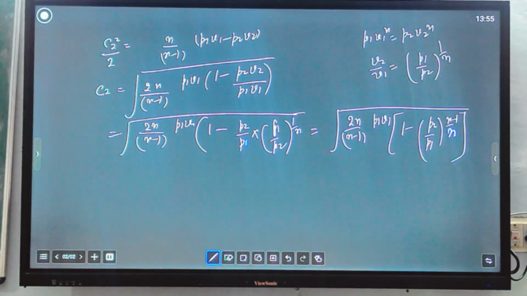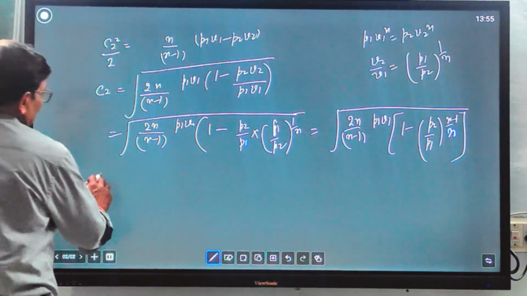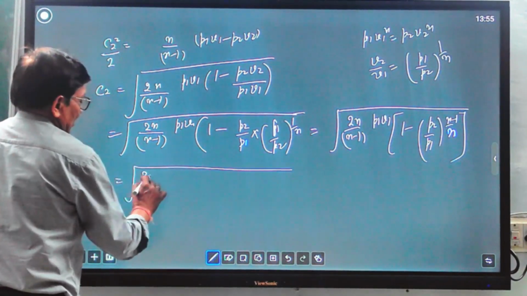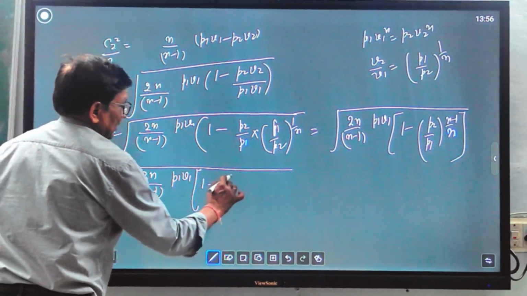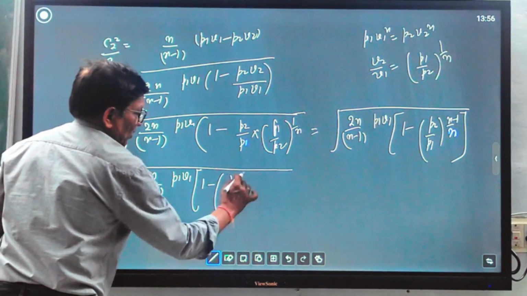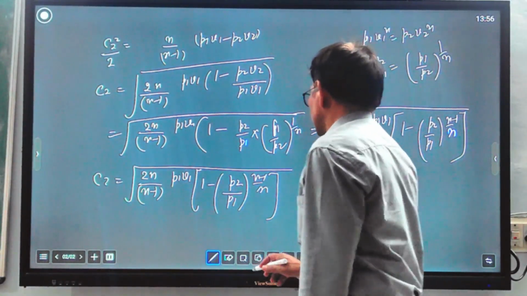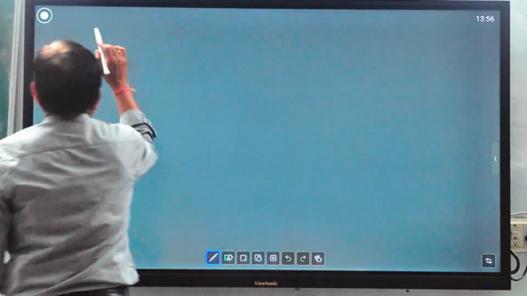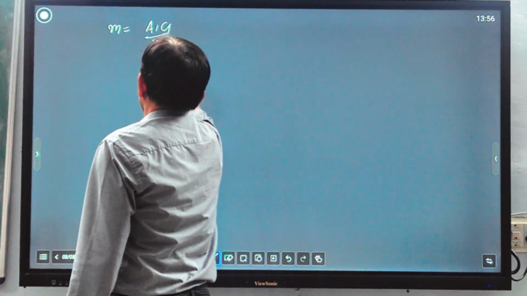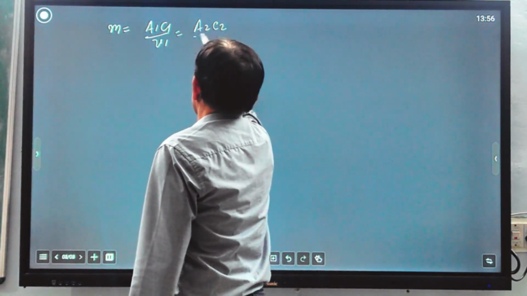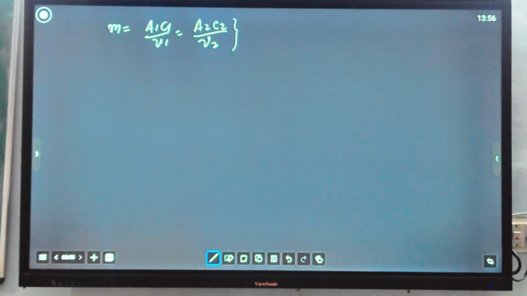And again you can simplify this. This is the final velocity: C2 equal to under root 2n upon n minus 1 P1 V1 in bracket 1 minus P2 by P1 power n minus 1 upon n. This is the equation. And now finding the mass flow rate. Already we have defined that m equal to A1 C1 upon V1 equal to A2 C2 upon V2. This is the continuity equation of flow through a nozzle.